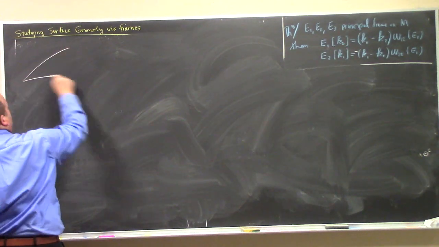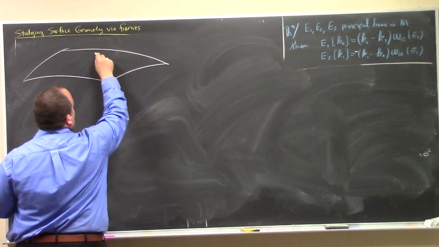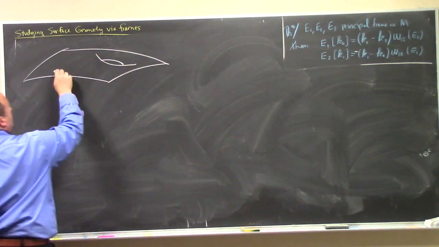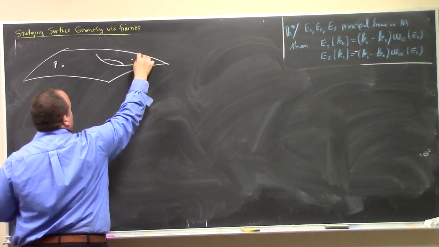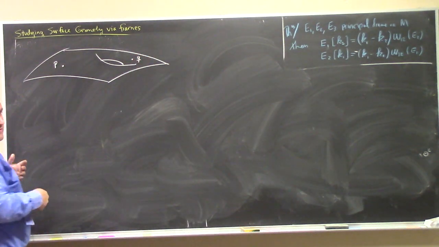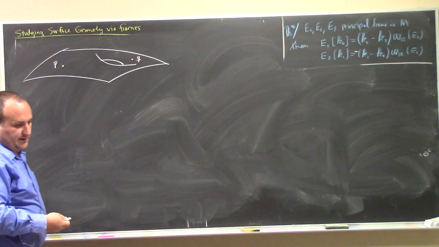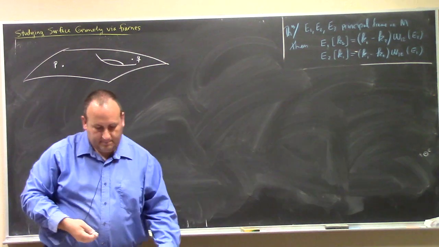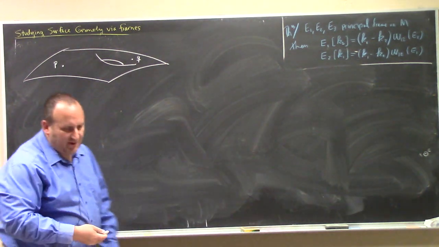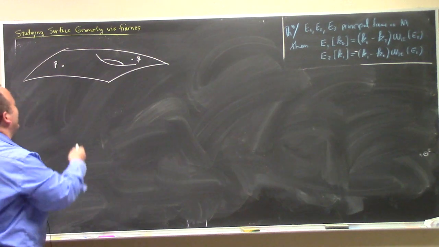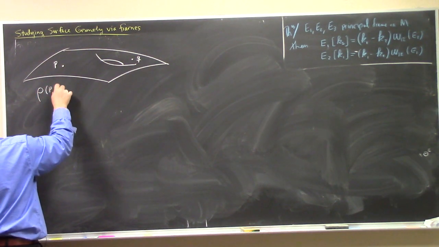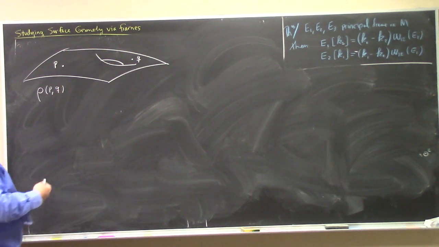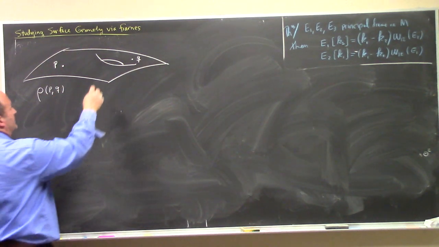So here's the surface. Maybe there's a hole in it, whatever. And you've got a point P. You've got another point over here, Q. What's the distance from P to Q on the surface? And he uses rho, which is annoying to me, but he apparently uses rho from P to Q for the distance on the surface M. How would you calculate that?